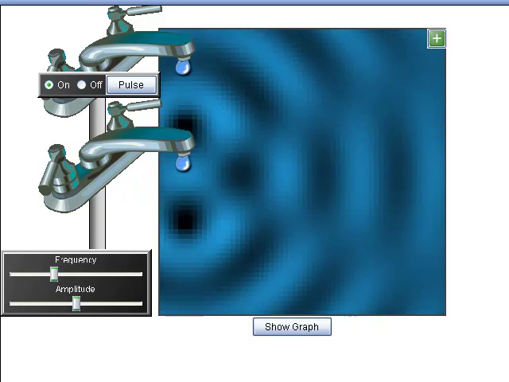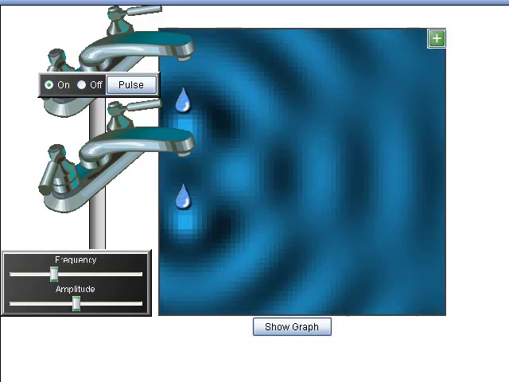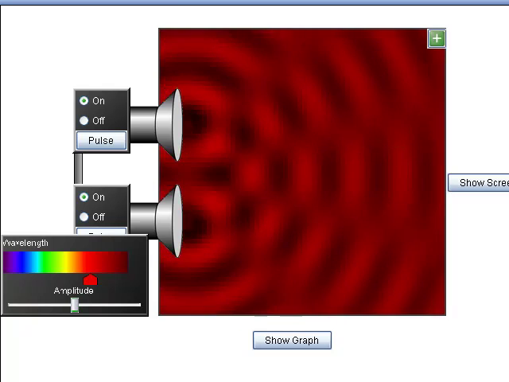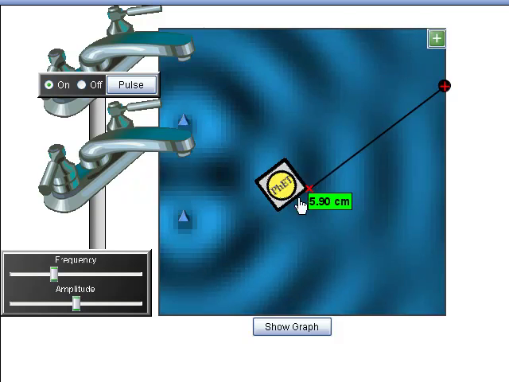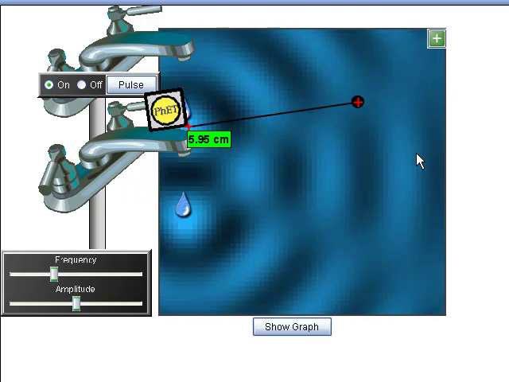So the first thing we're going to be doing is trying to relate wavelength and interference patterns that we see in water waves and comparing them to light waves to see if it behaves the same. And so we're going to be measuring distances from the source of a wave to a place on the antinode and seeing if we can relate that to the wavelength.